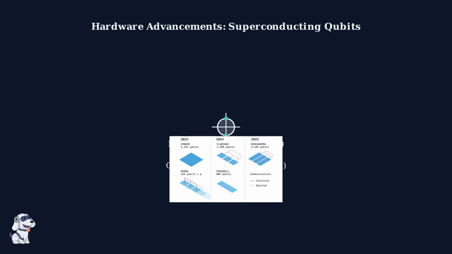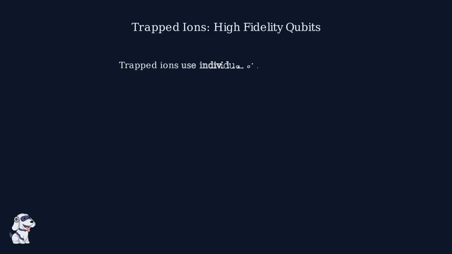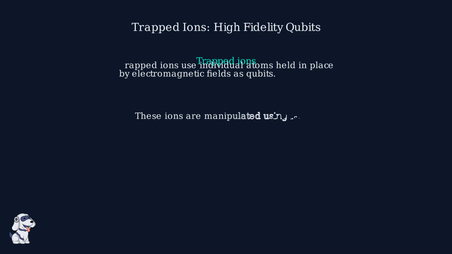This roadmap illustrates the rapid progress in superconducting qubit technology, showing IBM's Condor processor and future systems with increasing qubit counts. These advancements in superconducting qubits are pushing quantum computing toward practical applications, though challenges like error rates and decoherence remain. Trapped ions represent another promising approach to building qubits.